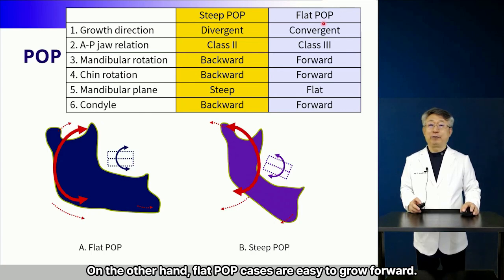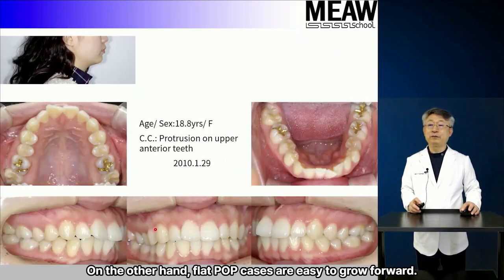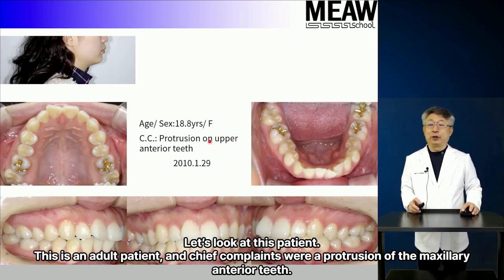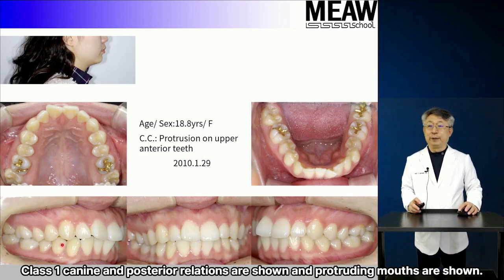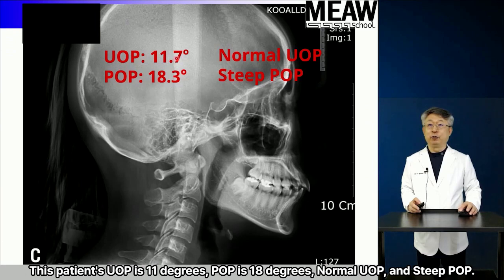On the other hand, flat POP cases are easy to grow forward. Let's look at this patient. This is an adult patient, and chief complaints were a protrusion of the maxillary anterior teeth. Class I canine and posterior relations are shown and protruding mouths are shown. This patient's UOP is 11 degrees, POP is 18 degrees, normal UOP and steep POP.